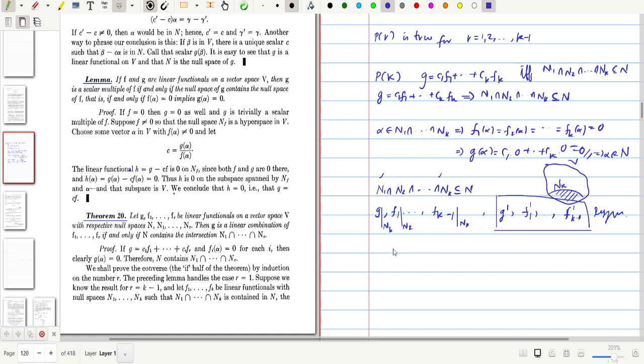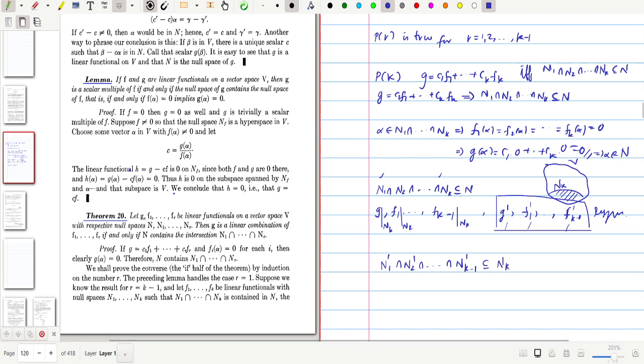So when you consider this, first we check whether this N1 prime intersection N2 prime intersection, etc., intersection Nk minus 1 prime, where these Ni primes denote the null spaces of f1 prime, f2 prime, etc., fk minus 1 prime. Anyway, all these N1 prime, N2 prime, up to Nk minus 1 prime are subspaces of Nk, because the domains of these functions are nothing but this Nk. So you can easily write this is contained in Nk.